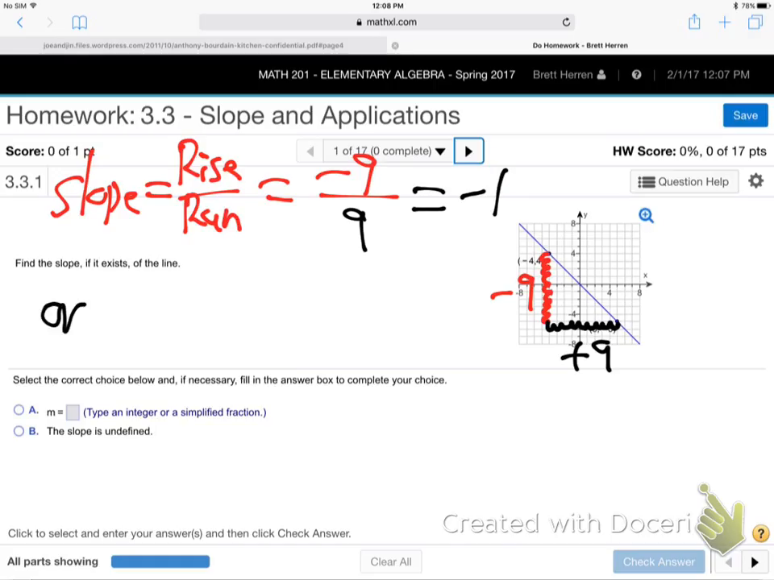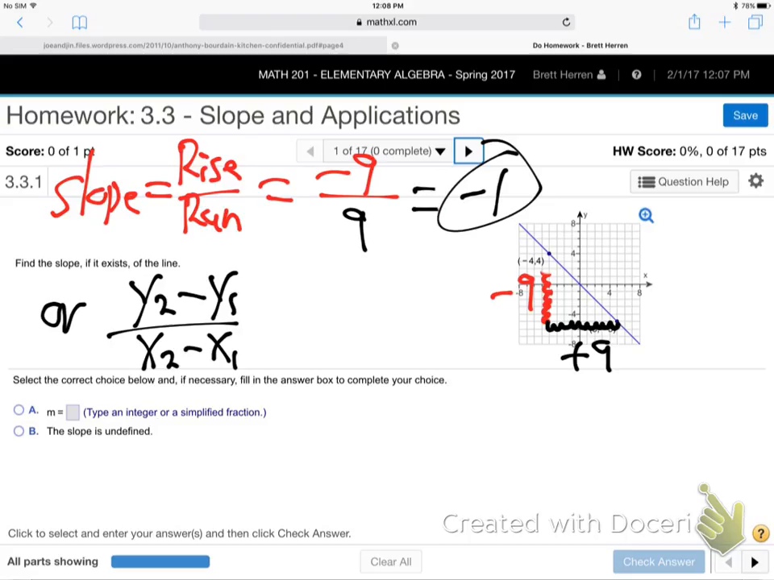Or you could use, have you seen this formula before? y2 minus y1 over x2 minus x1. You can use that formula. So you have to look at the original point here. What is it? -4, 4. So I'm going to redo the problem. The answer is -1. I'm going to redo the problem now using the new formula.